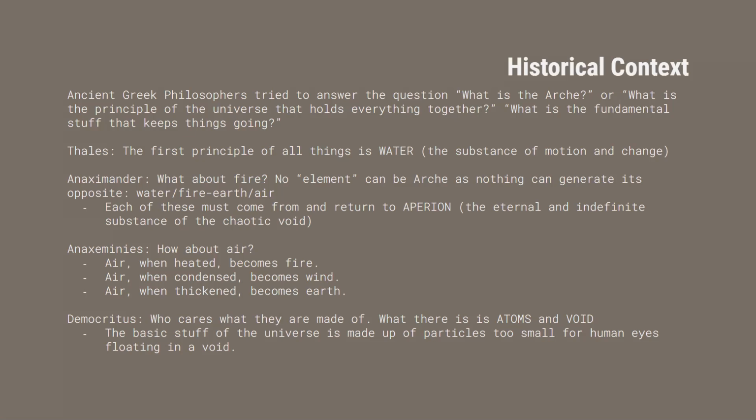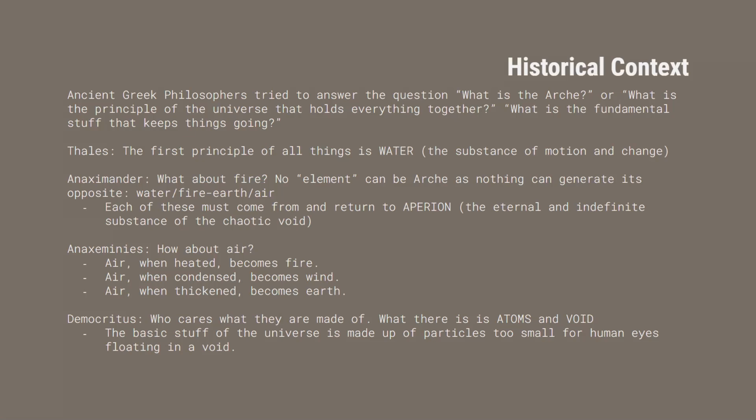So instead, what he appeals to is called the apeiron, which is a kind of neutral substance he thought of as the indefinite and eternal substance of the chaotic void. So Anaximander basically postulates this theory that there's some more primitive, basic stuff of the universe that all of the basic elements are made of, and that stuff is what constitutes everything in the universe.